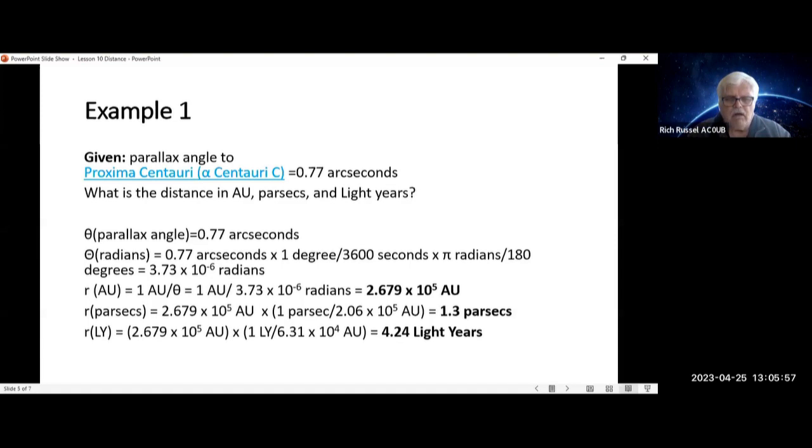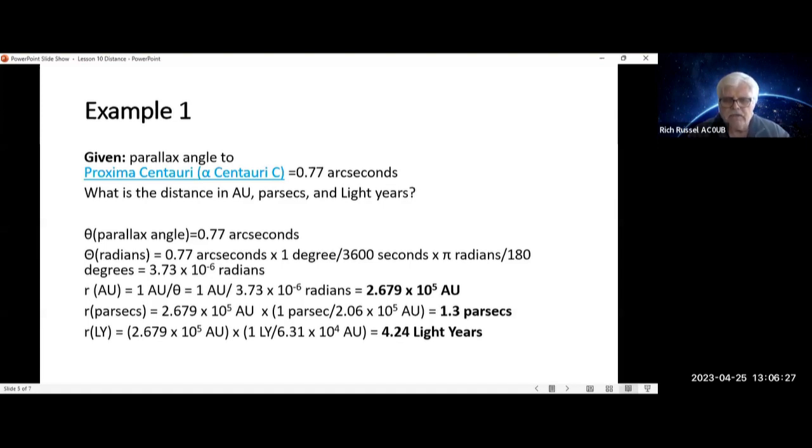So now R is equal to 1 AU over theta in radians. That's equal to 1 AU over 3.73 times 10 to the minus 6 radians, which is equal to 2.679 times 10 to the 5th AU. So that's the distance in AU to Proxima Centauri.